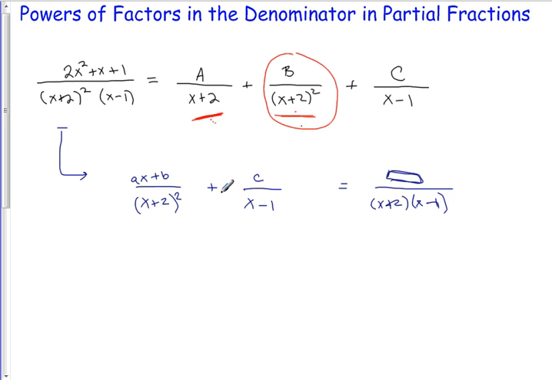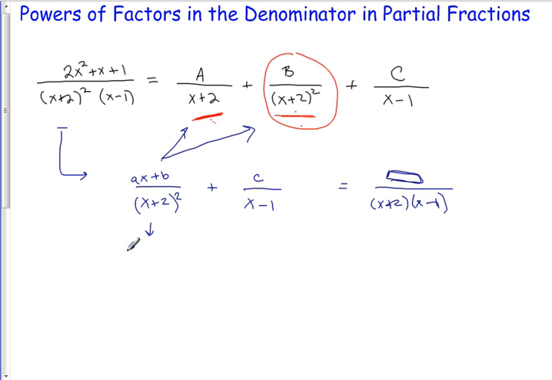But the problem is, this thing here, this ax plus b over x plus 2 squared, might be sort of a drag to integrate. And it can be simplified to something that looks like those. And those we know how to integrate. So let me just show you how you simplify it.